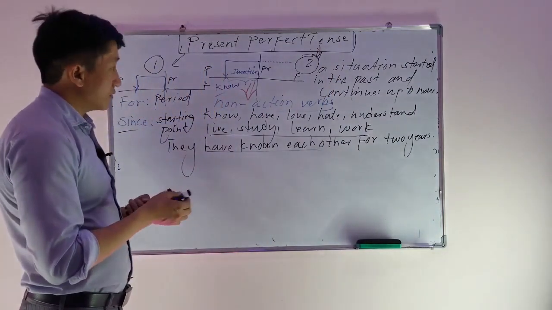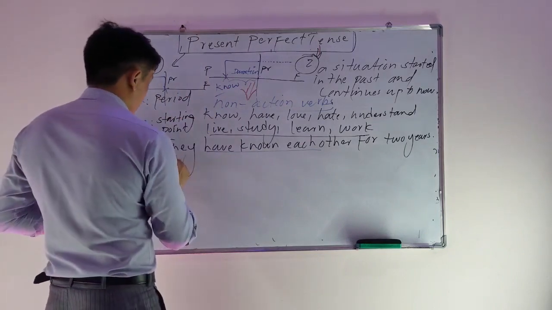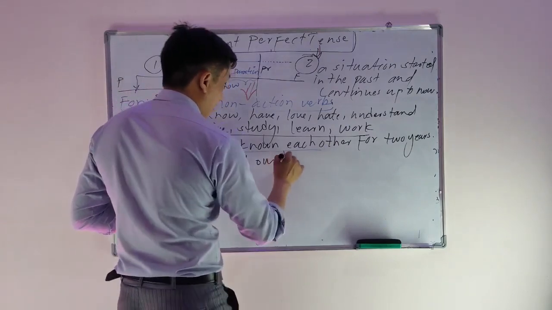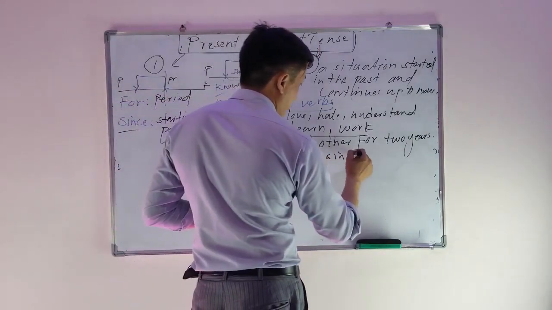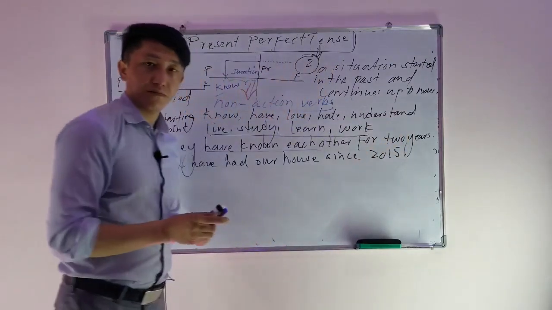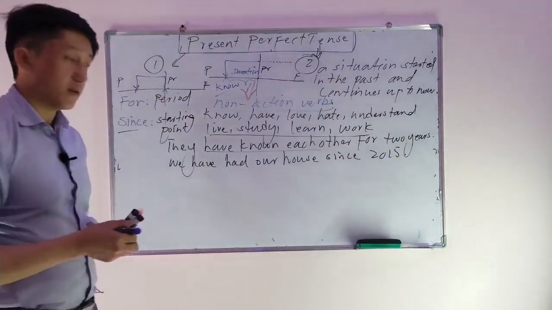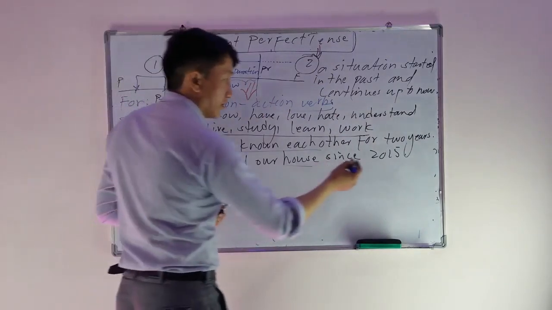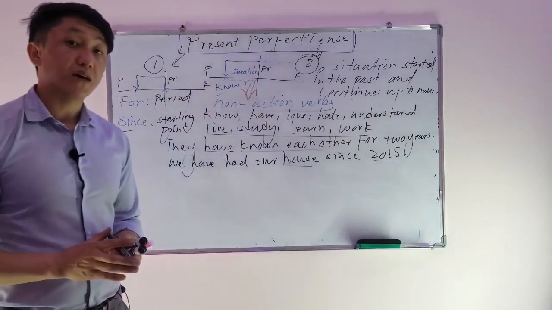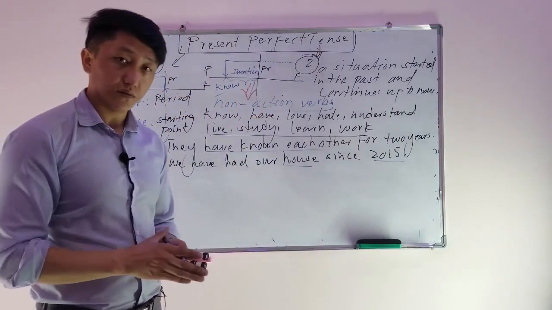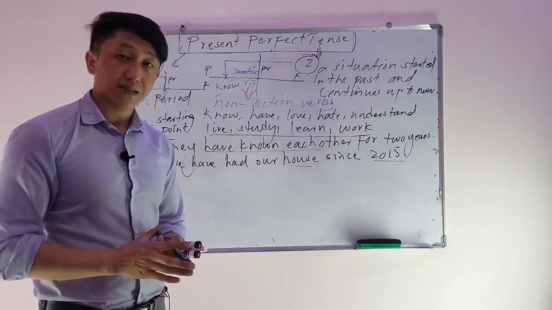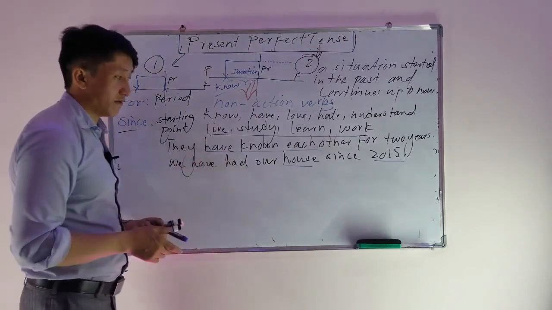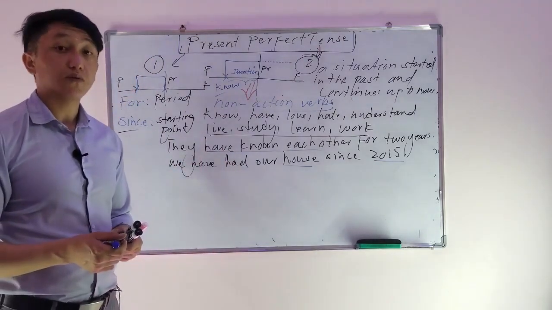Here, I can also use another sentence. For example, we have had our house since 2015. So we bought our house in 2015. We still have it. We may have it in the future, tomorrow, the day after tomorrow. It's "may" because sometimes we want to sell it and buy another house. So the action of having the house started in 2015, and we still have it.